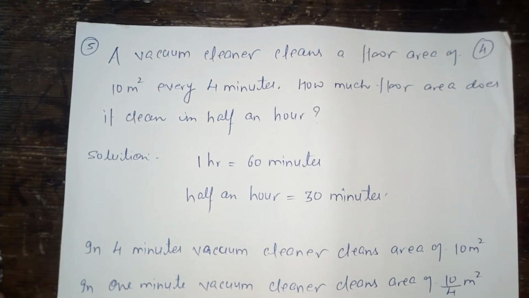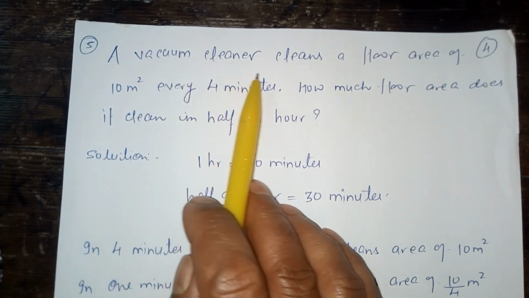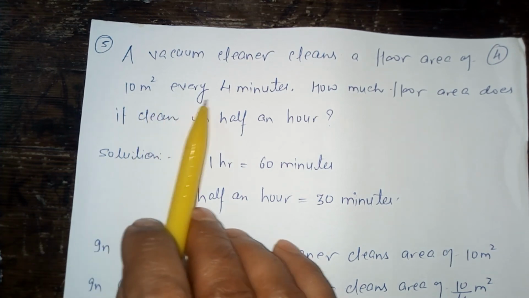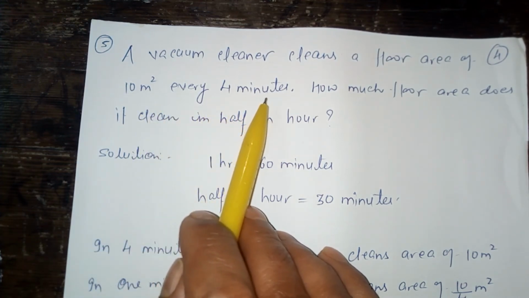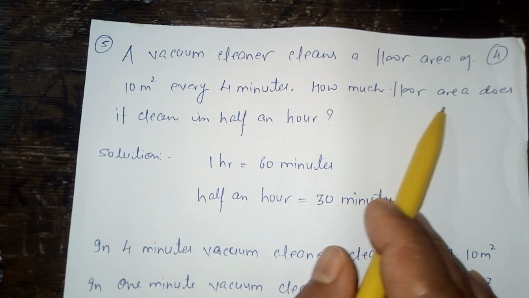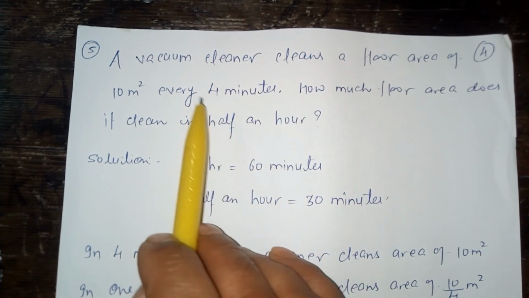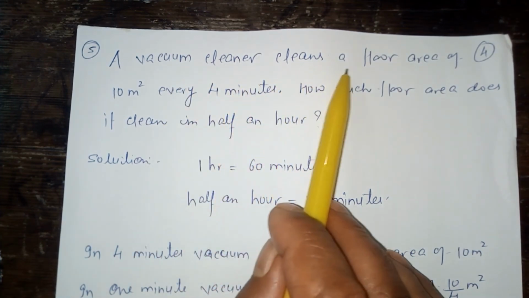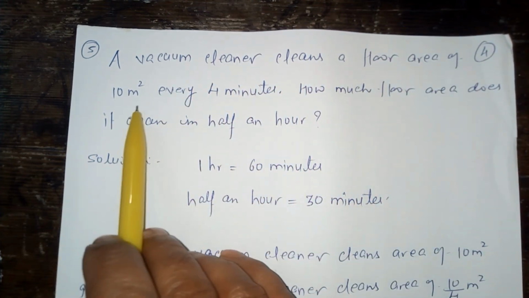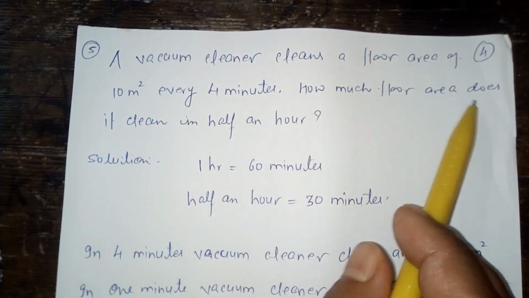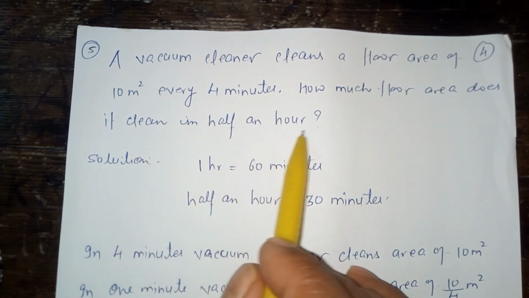Again, my dear student, your next question is: a vacuum cleaner cleans a floor area of 10 square meter every 4 minutes. How much floor area does it clean in half an hour?